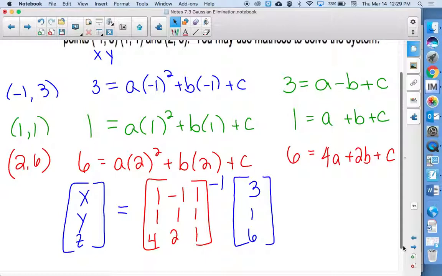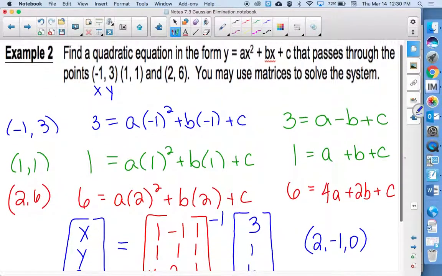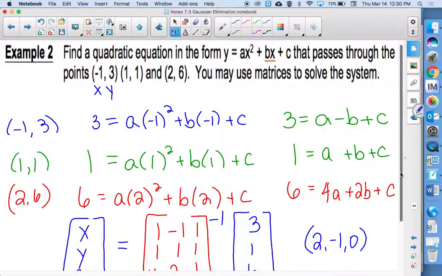This is so exciting. Anybody have an answer? Emily? Or Katie? 2, negative 1. Zach, did you get the same answer? I did. How would you write that answer? So like make sure you're answering the question. What did the question say? Would it be your A, B, and C? Yeah, that's your A, B, and C.